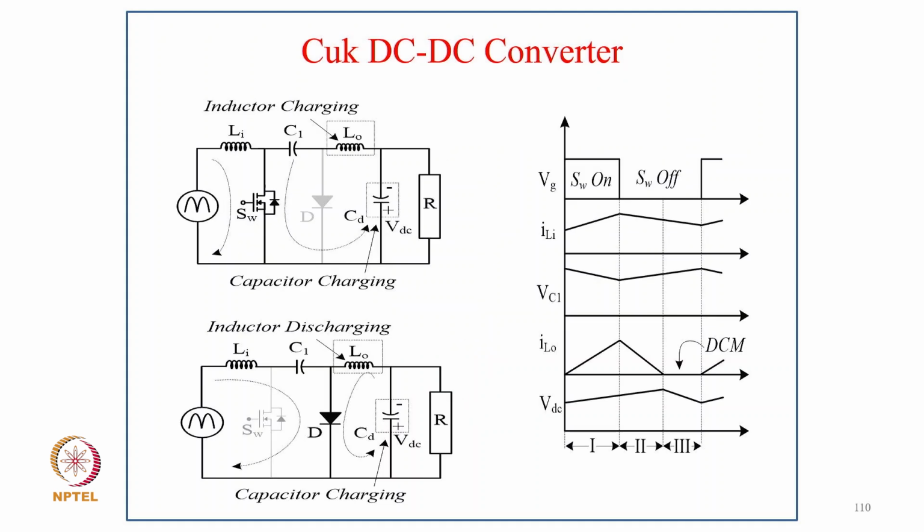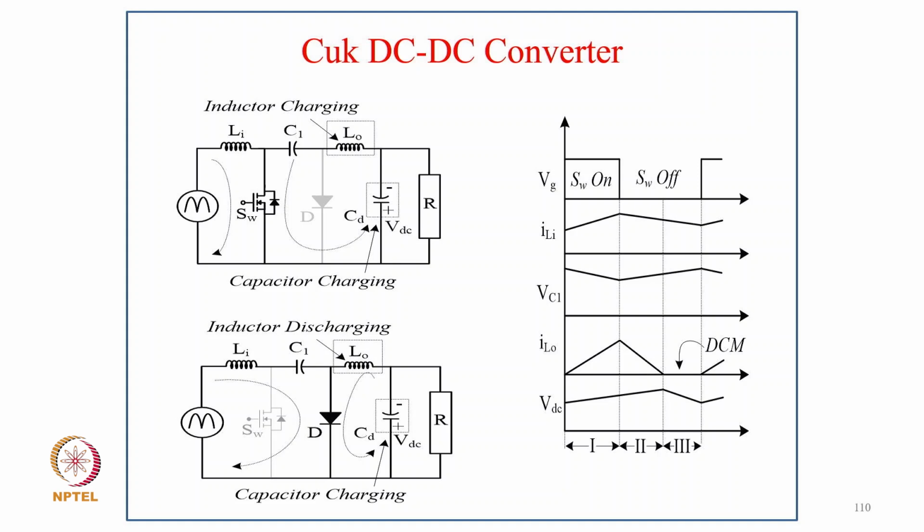There again two modes are there. When the switch is conducting, you can see how the current flows through the inductor and switch, and how the current flows in the output capacitor. Similarly, when the diode conducts, you can see how the current flows from the source, and the current flows to the output capacitor or the load.